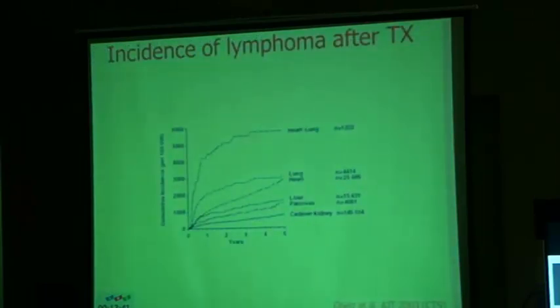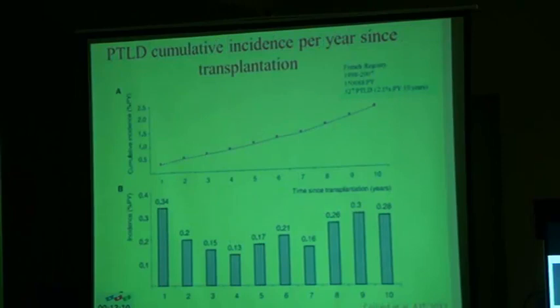This figure shows different types of transplantation. At the top, we have heart and lung transplants having the highest incidence of malignancy, of course due to the intense immunosuppression we usually use, but at the bottom we have our cases of kidney transplantation, so we are somewhat lucky, more than other types of organ transplantation.